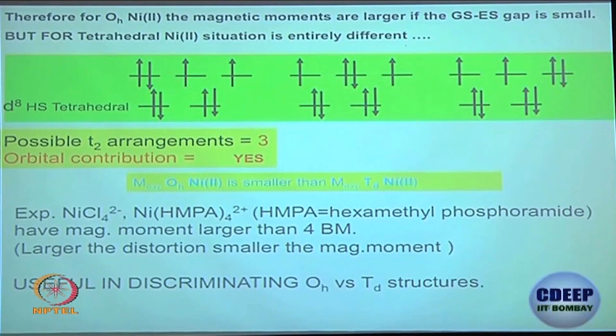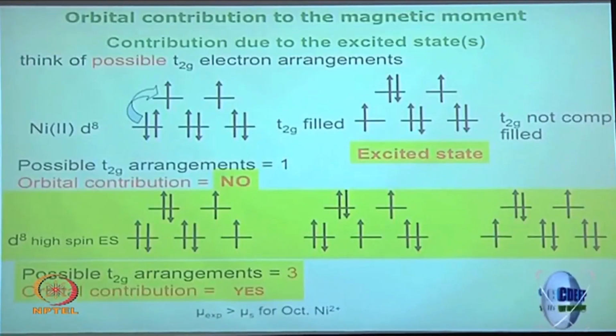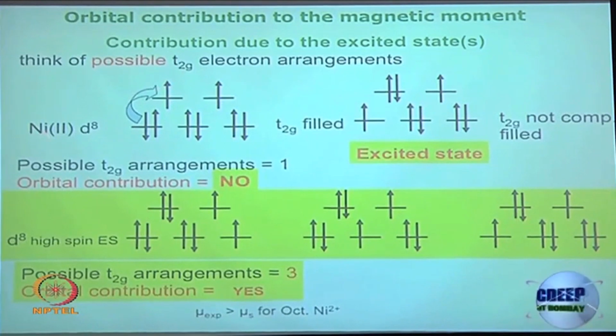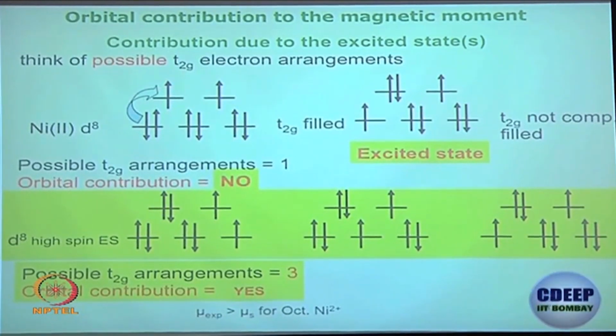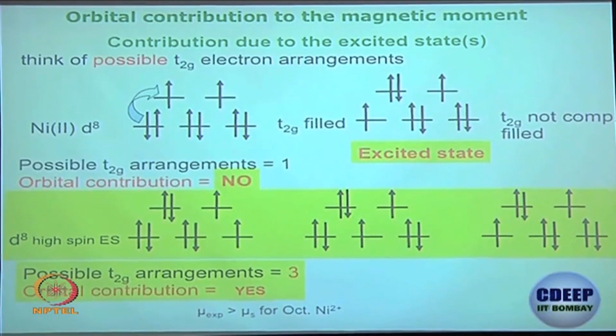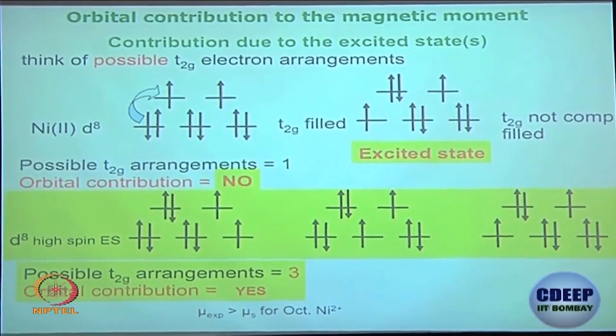So what we are trying to tell you here is, this is also a d8. This is also a d8 configuration. Nickel 2+ is d8. Nickel 2+ d8 octahedral case. This is the scenario you have. Nickel 2+ d8 tetrahedral case. What's the electronic configuration of nickel 2+ octahedral and tetrahedral? Nickel 2+ d8 octahedral will be, this is the electronic configuration.